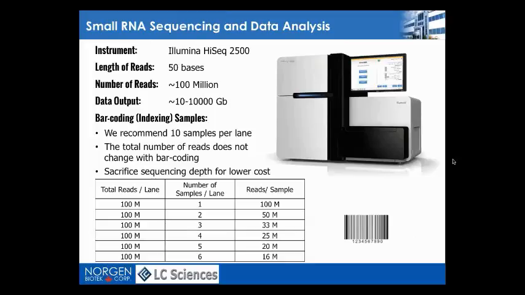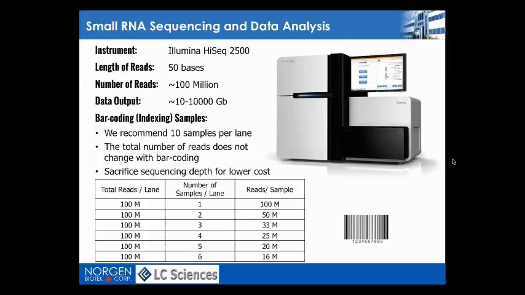Then let's just look at the actual sequencing step. So we're using an Illumina HiSeq 2500 machine. Illumina sequencing is pretty much the de facto standard in this field nowadays. Our read lengths are 50 bases. The number of reads is roughly 100 million per lane. You can tune, of course, the machine depending on whether you want to focus on the depth or the speed, basically the throughput. So that's why you will probably oftentimes see different numbers for the same machine.